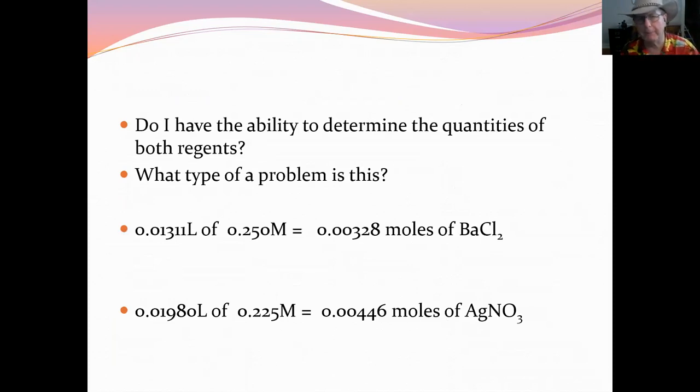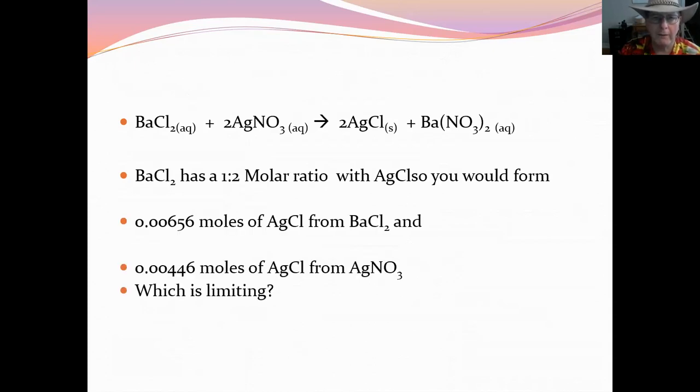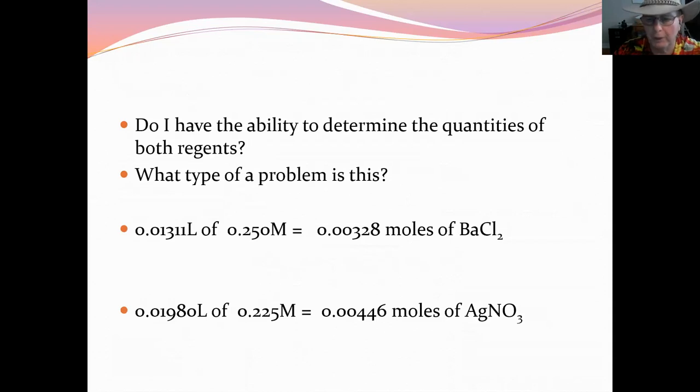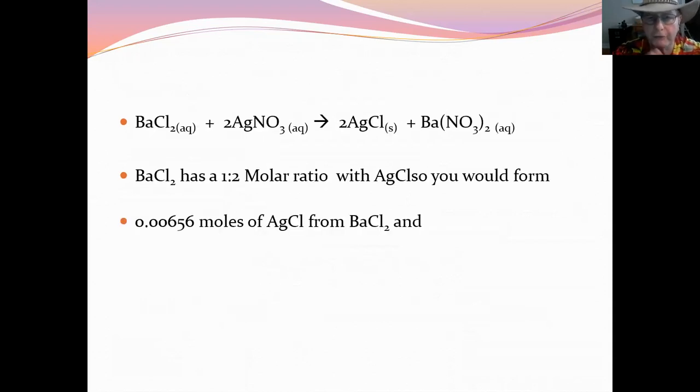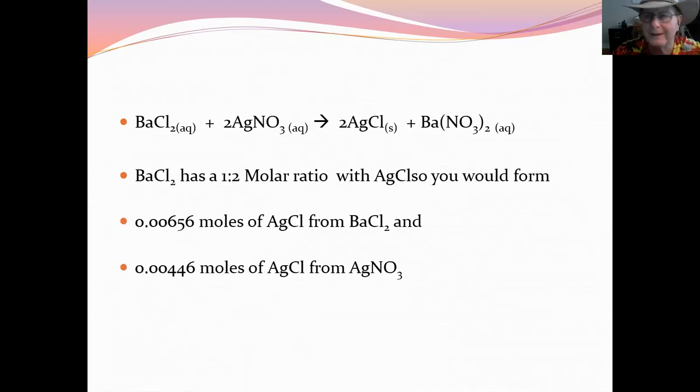So I'm going to multiply my liters by molarity of my barium chloride to get moles. I'm going to multiply my liters times molarity of my silver nitrate to get moles. Next step, I'm going to figure out that there is a 1-to-2 ratio for barium chloride and a 1-to-1 relationship between silver nitrate and AgCl. From the barium chloride, I took my 0.00328, multiplied that by 2/1, and got 0.005656. I took my 0.00446 moles of silver nitrate, multiplied it by 1 over 1 and got 0.00446 moles of silver chloride.